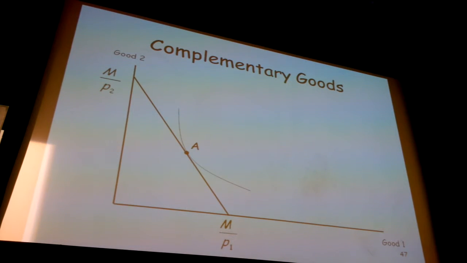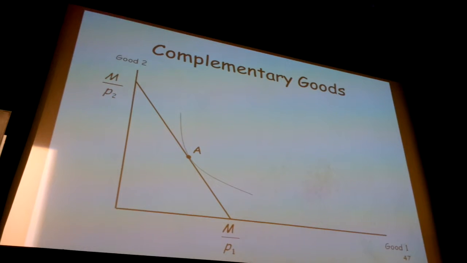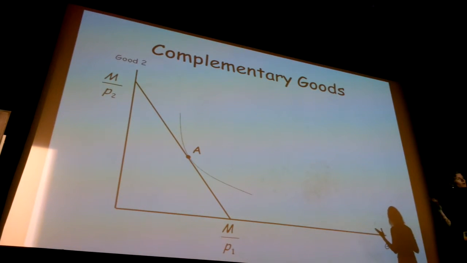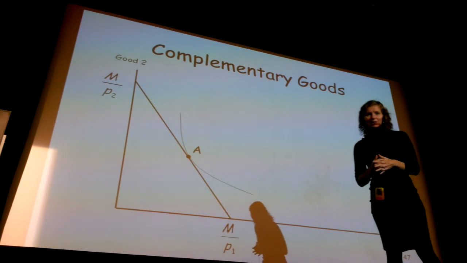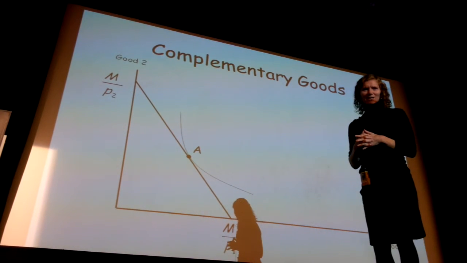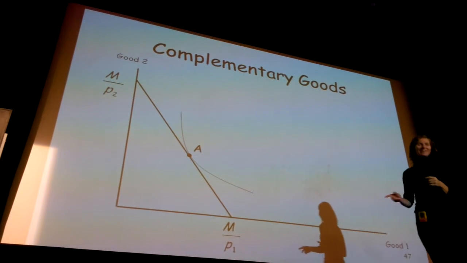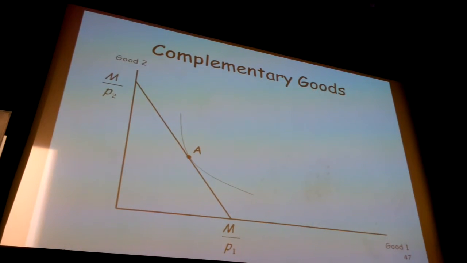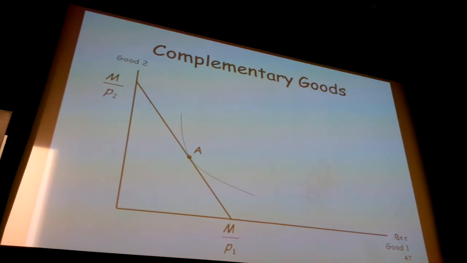So let's talk about what's going to happen with complementary goods. Let's imagine that good one and good two are complementary goods. So they're butter and popcorn. Or actually, someone give me another example of two goods that are complementary. Natty Ice. It's a beer. Okay, so beer, and pretzels. Let's just leave it with beer.